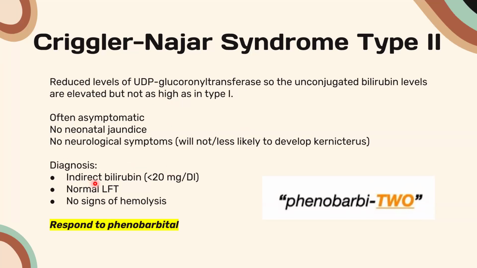Diagnosis here is that indirect bilirubin levels are less than 20, and again, normal LFTs and no signs of hemolysis. If you give these patients phenobarbital, they're actually going to respond to it because phenobarbital induces this enzyme, so it increases its activity. Although you have fewer enzymes, because you're going to increase their activity, it's going to help these patients. The way you can remember it is by knowing that phenobarbital is given to patients who have Crigler-Najjar syndrome type 2.